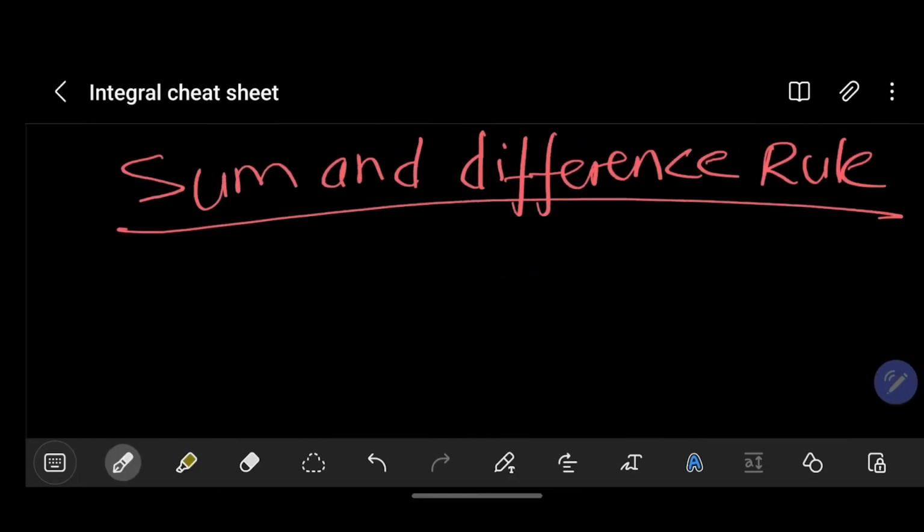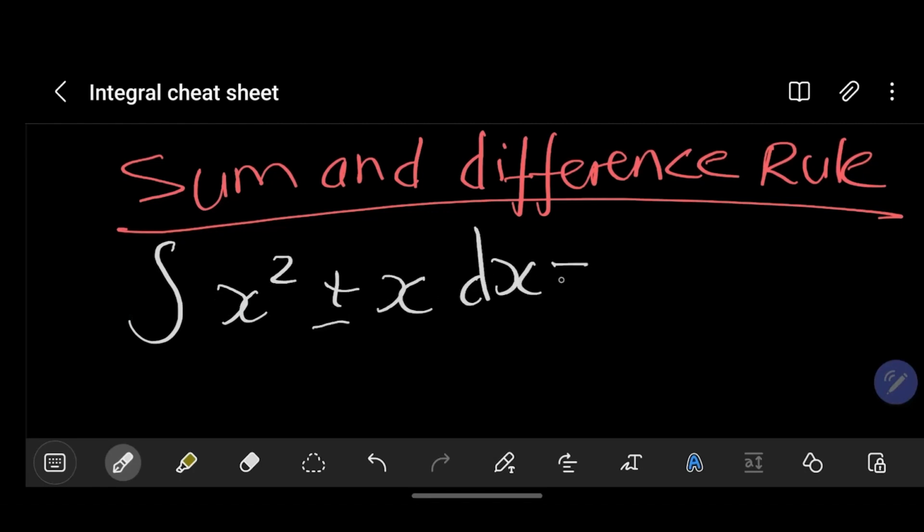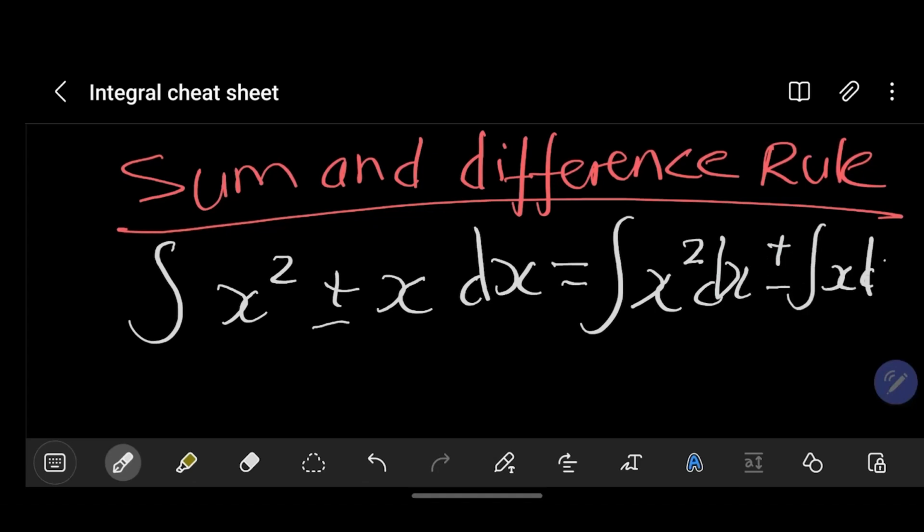Okay, so let's get cracking on with the sum and difference rule. So the sum and difference rule is also quite basic. It basically says that if we have the integral of x squared plus or minus x dx, we can rewrite this as the integral of x squared dx plus or minus the integral of x dx. Okay, quite simple, quite easy to remember.